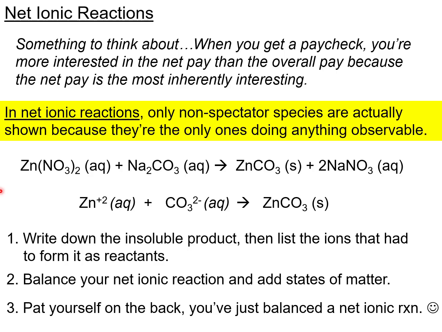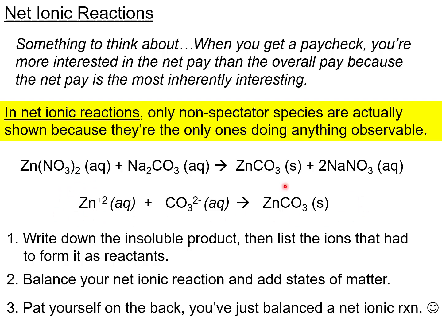There is another way to do it, and this is the way the textbooks tend to do it. They want you to write out a complete ionic reaction equation, and that's where you split all of these aqueous species into their separate ions. So we would have zinc plus 2, and then 2 nitrates, and then 2 sodium ions, and 1 carbonate, and then you do the same thing on the other side, and then you cross off the ones that are the same on opposite sides of the arrow.